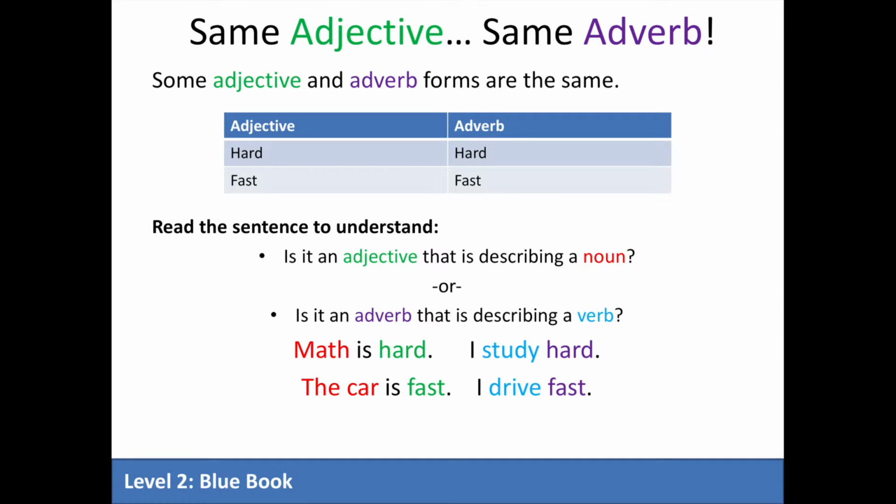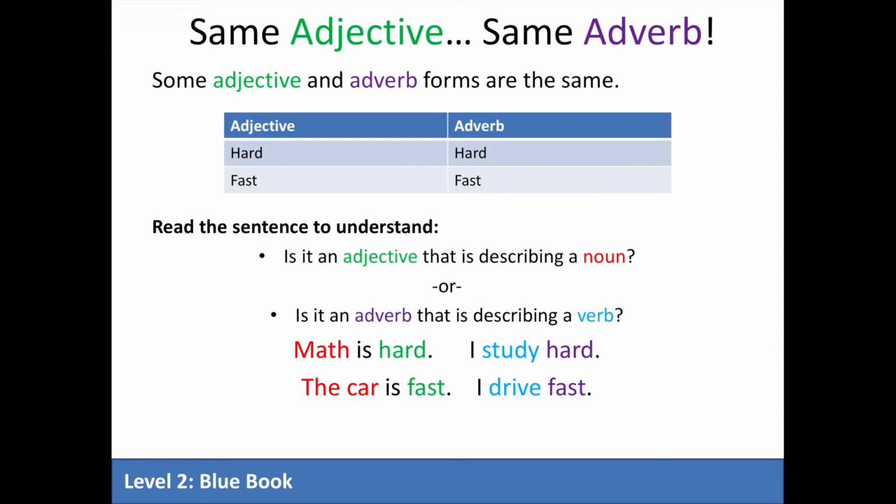In some cases, the adjective is the same as the adverb. For example, hard and fast. So let's check out some sentences, and we have to choose: is this an adjective that is describing a noun, or is it the adverb that is describing the verb or action? In our first example, math is hard. In this sentence, hard is describing the noun math. Another sentence, I study hard. In this example, hard is describing the action or the verb, so it's an adverb.